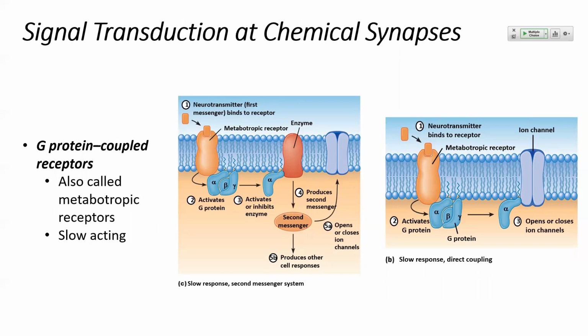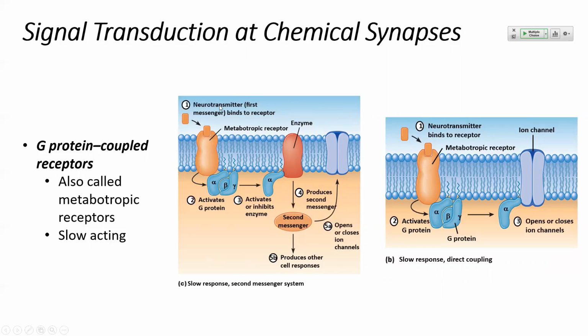Alternatively, we have G-protein coupled receptors. These are a bit more complex. They're often called metabotropic receptors. And these are much more slow in bringing about a cellular response on our postsynaptic side. Okay, so because of the sheer number of players that are involved in this signal, this is going to take much more time, and that's why this is a slow response. Also, we see an amplification of the signal.